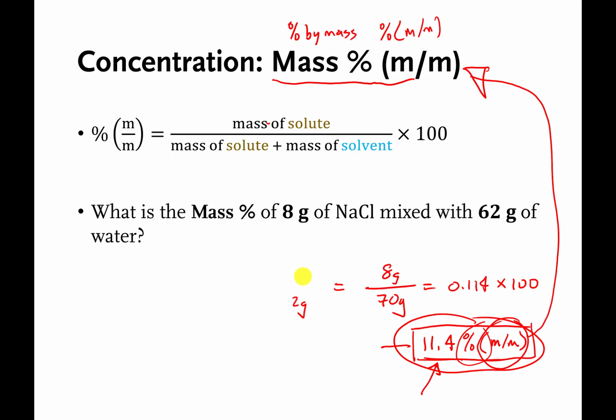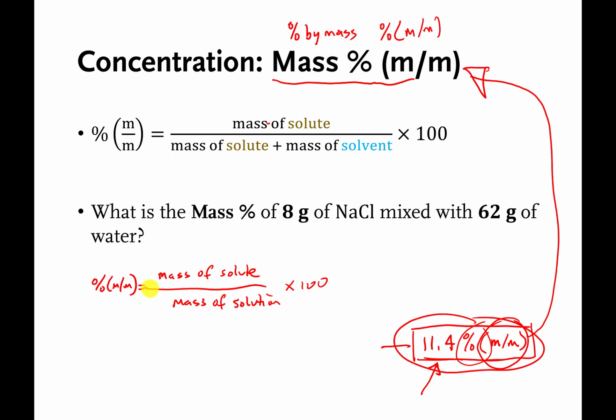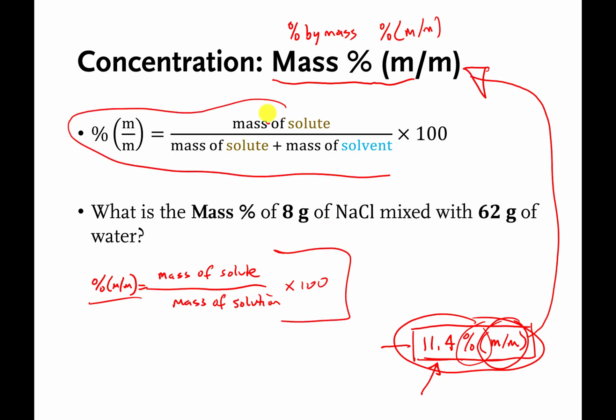Now I want to point out one other thing, and that is that I could have written the formula like this. I could have said parentheses m/m equals mass of solute divided by mass of solution times 100. And sometimes I write it this way in class, and I say, what's the difference between this and the equation above? They look a little different. If you look at the bottom part here, there's many more words than the bottom part over here.